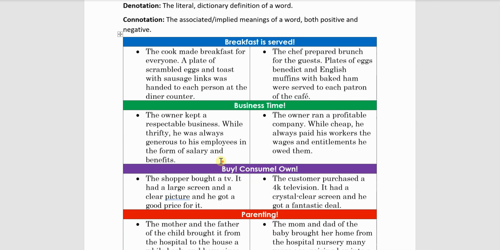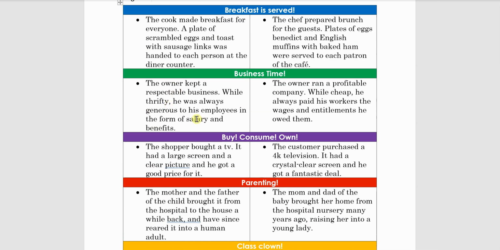Let's take a look at business time here. The owner kept a respectable business. While thrifty, he was always generous to his employees in the form of salary and benefits. Okay, let's look at the second one and see if we see any differences. The owner ran a profitable company. While cheap, he always paid his workers the wages and entitlements he owed them.